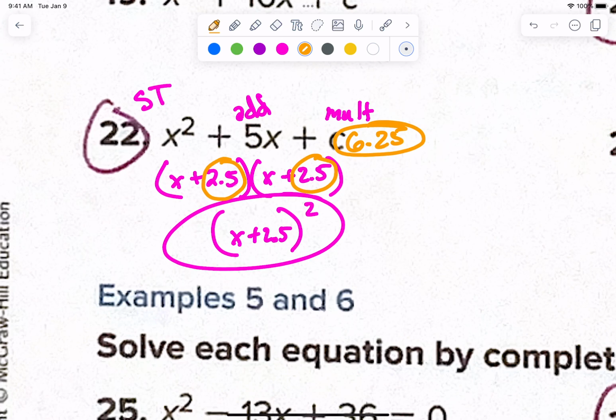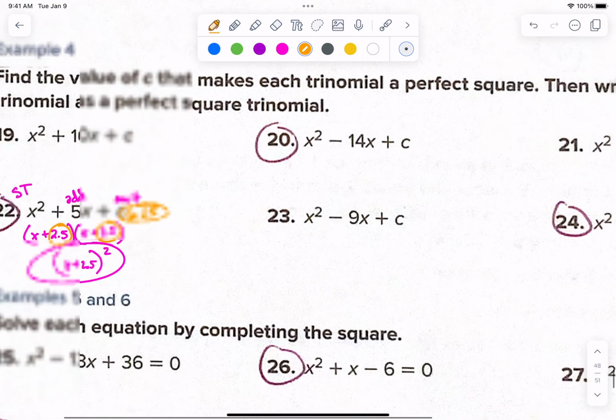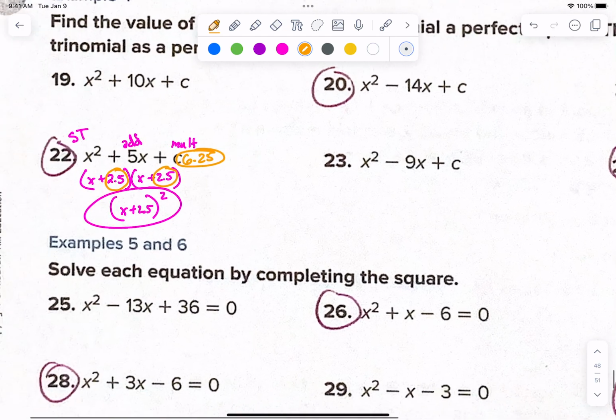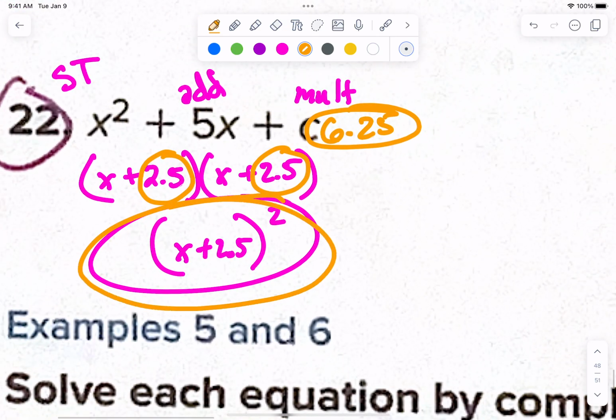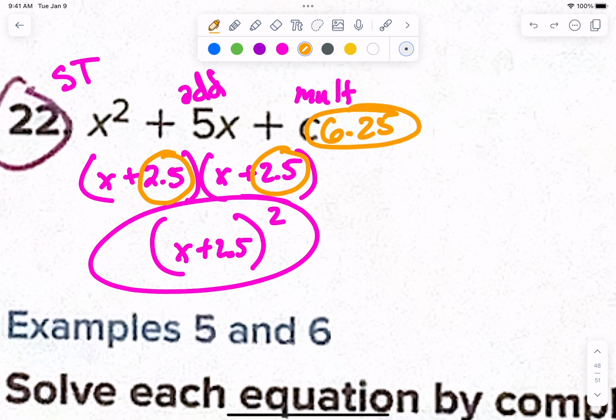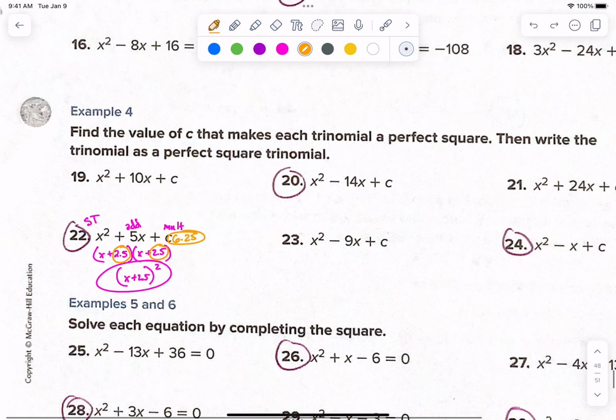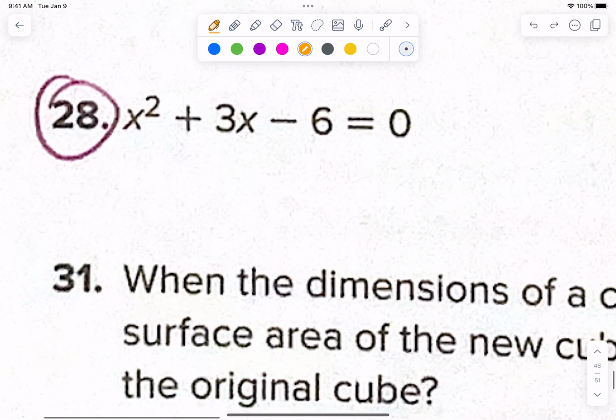That's all you have to do for that one. That's all you do for 20 and 24. You're just finding C, and then you're finding what this little bloop is right here, and then what C is. Okay? Now do number 28. 28 is an odd one as well.